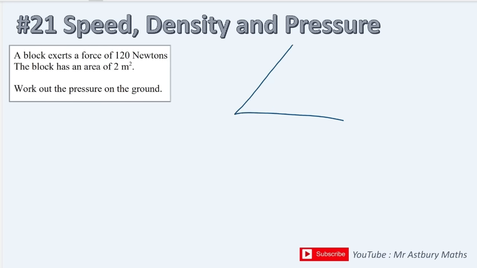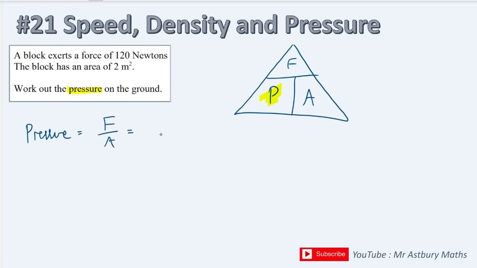And the triangle for pressure is pressure, force, area. And in this case, they're asking me to work out the pressure. So I cover P, and that tells me I need to do force divided by area. So pressure is equal to force over area. In this case, it's 120 over 2. So that is going to give me 60. And that will be newtons per meters squared.